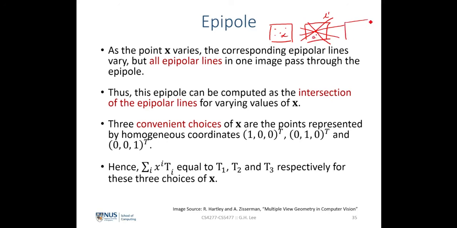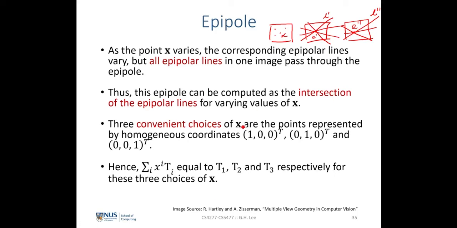A similar relation can also be obtained from the third view, where a point correspondence in the first view is going to transfer to different epipolar lines in the third view. We are going to denote this as L prime prime, and this particular epipole here we are going to denote as E prime prime. And hence the epipoles in the second and the third view can be computed by the intersection of the various epipolar lines that were obtained by varying the point in the first view.